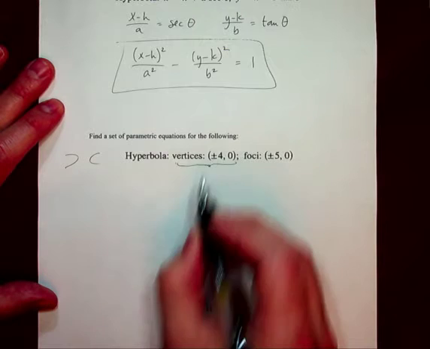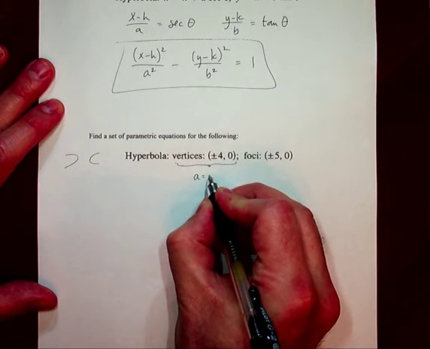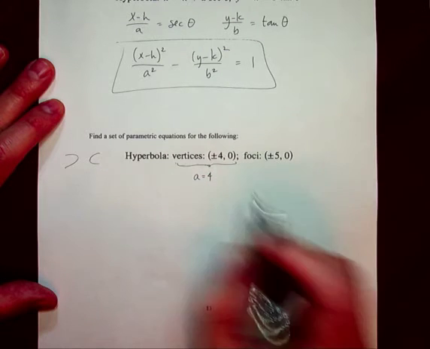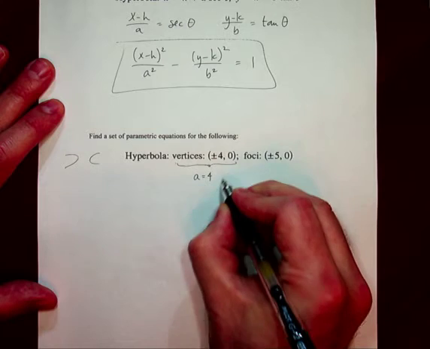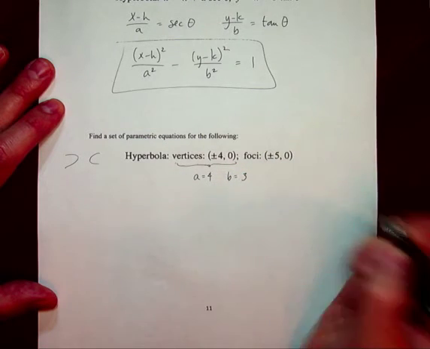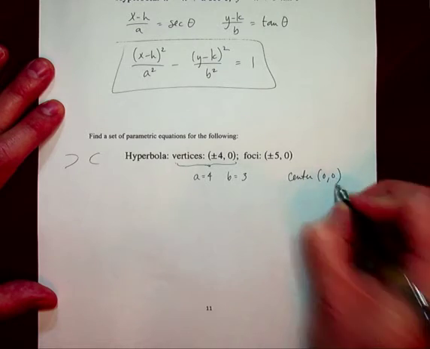But since it opens up horizontally, we know it's going to look like that if you have a focus at positive or negative 4. This is our a value. Our a is equal to 4, the distance from the center to the vertex. Well, we've already basically spoiled the surprise. b is equal to 3, and of course the center is 0, 0, so h and k are 0, 0.